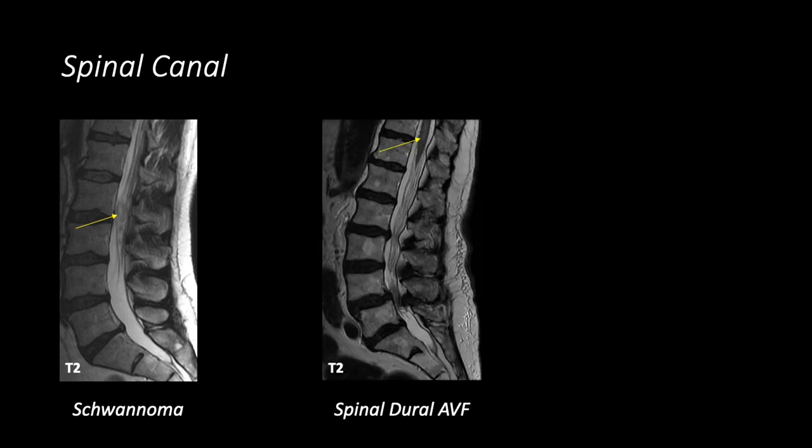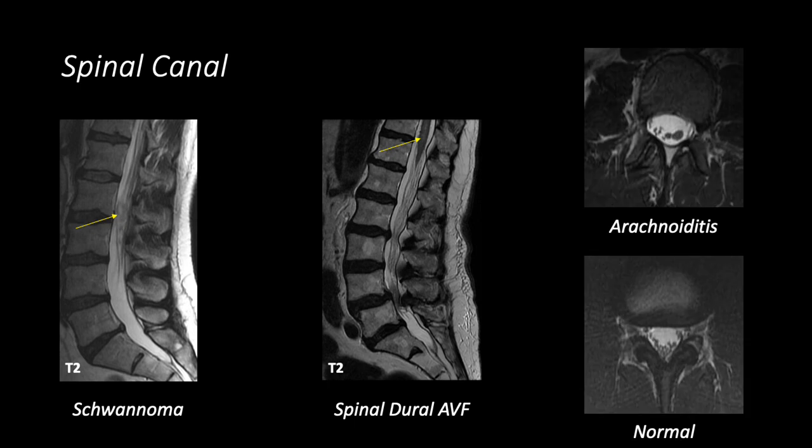Some findings are more subtle, such as edema within the conus medullaris in a patient with a spinal dural arteriovenous fistula. We want to look at the cauda equina and make sure they're normal in appearance. In the upper right-hand image is an example of arachnoiditis where there's aggregation and clumping of nerve roots of the cauda equina. The normal image is below for reference.